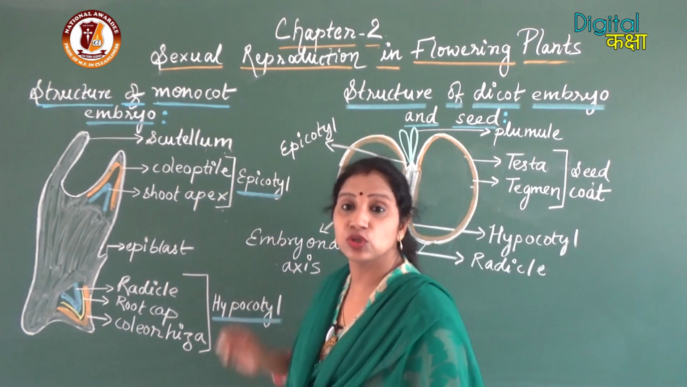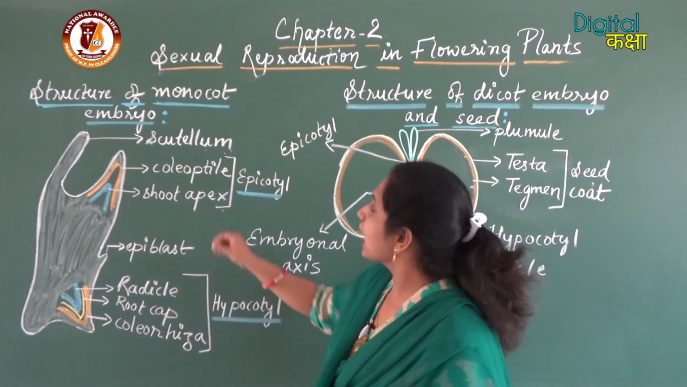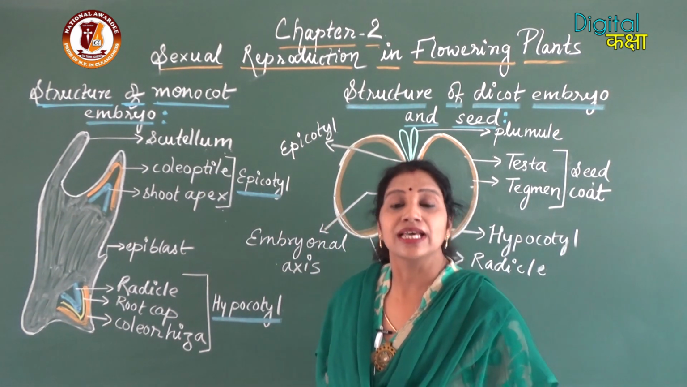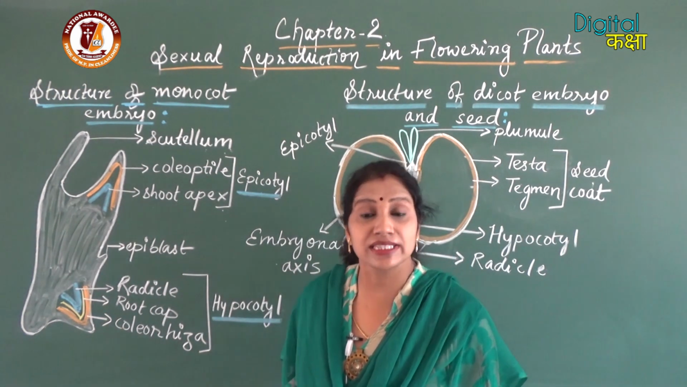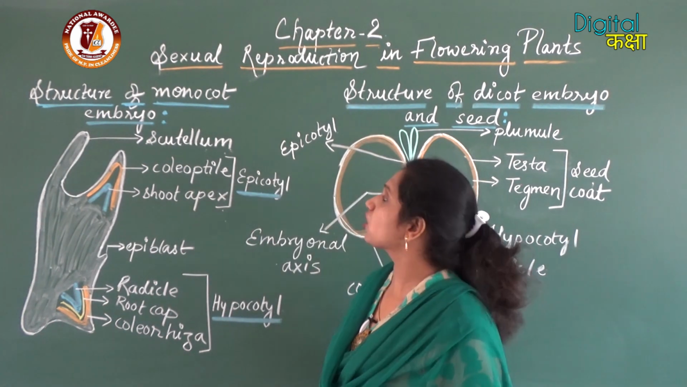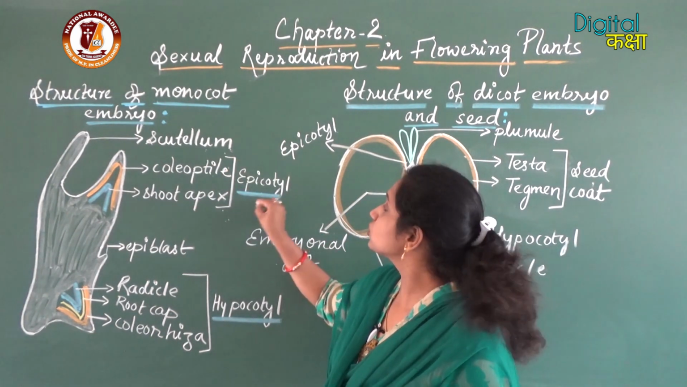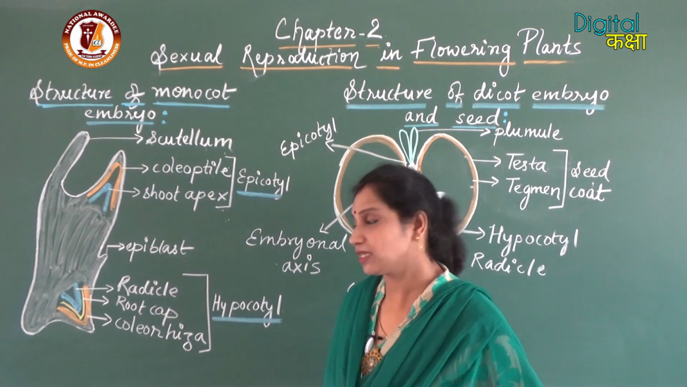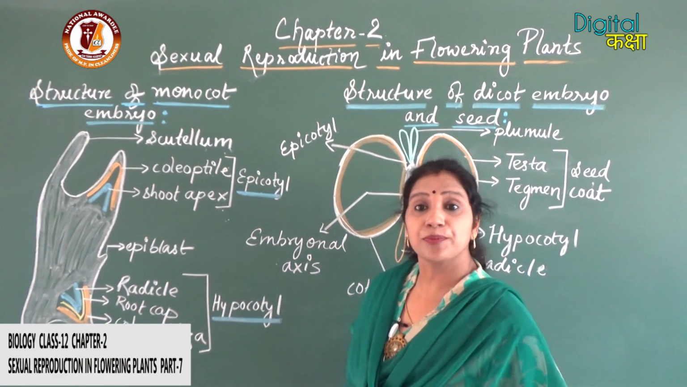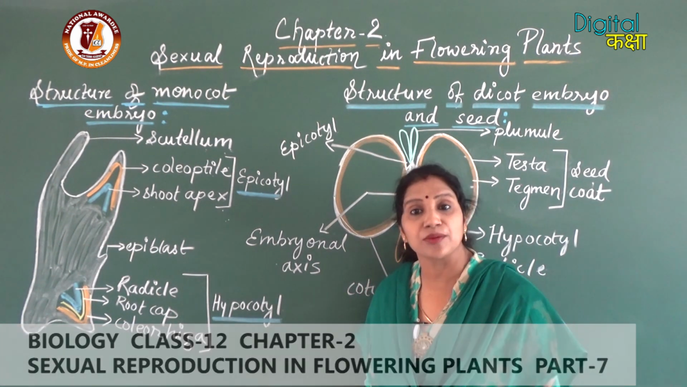Now here the shoot apex or plumule is covered by a covering, and that covering is called coleoptile. What is coleoptile? The covering which protects the shoot apex or plumule is called coleoptile. So this coleoptile and shoot apex together make the epicotyl. Now moving down, we can see hypocotyl is there. Hypocotyl means the part which is below the cotyledons.